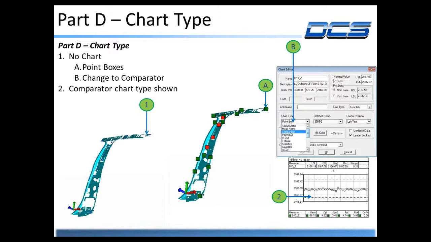But I'm showing in this chart editor how to easily change the point box or whatever features you laid out in the wizard to another type of chart. In step B here, I'm showing the comparator being chosen, and then that chart linked at point A is now, in step 2, a comparator chart with all the stats and the samples in the trend.